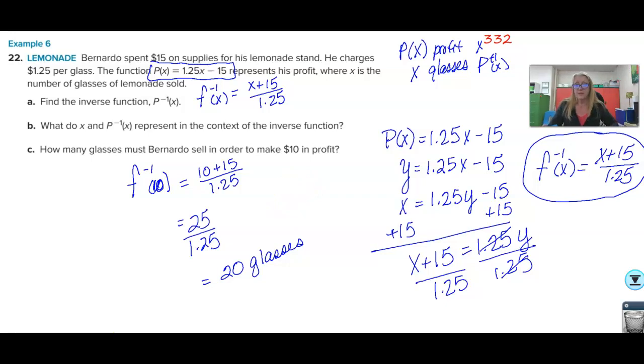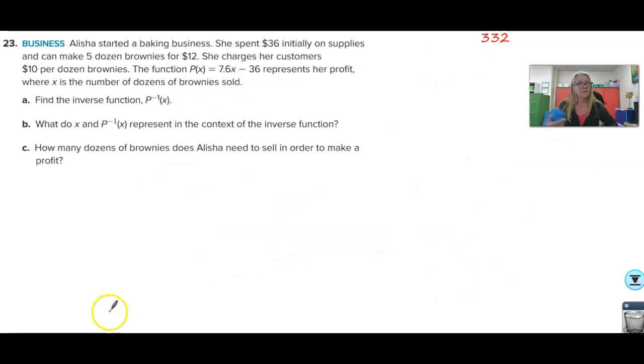Pretty fun. I think we need another word problem. Look at that. Huh. There we have another word problem. Ask and ye shall receive, right? Alicia started a baking business. She spent $36 initially on supplies and can make 5 dozen brownies for $12. She charges her customers $10 per dozen brownies. The function P of x equals 7.6x minus 36 represents her profit, where x is the number of dozens of brownies sold.